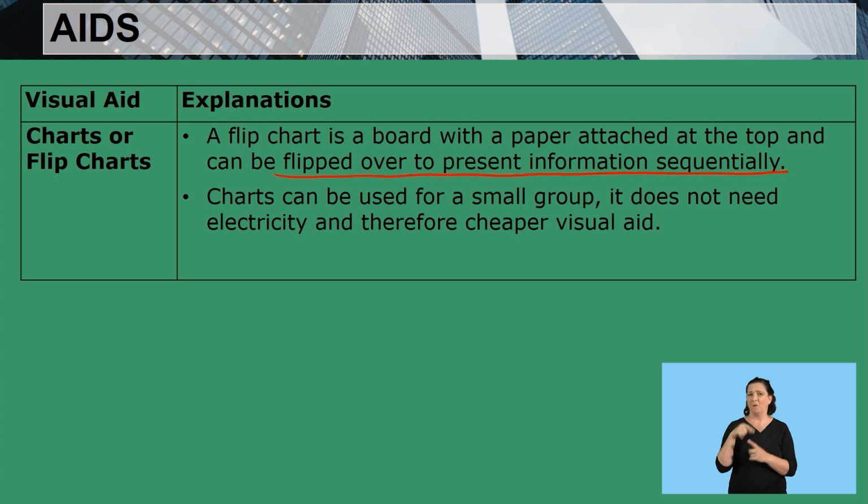So charts can be used for small groups. It does not need electricity, and therefore it is a cheaper visual aid. In times of load shedding, this could be our solution, because if you could not use your data projector or smart boards, then you can easily use this one as your backup plan.